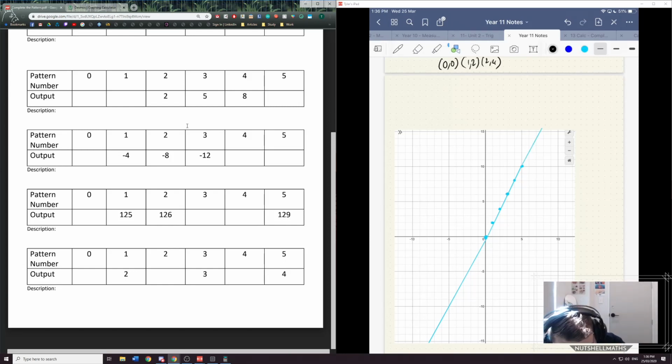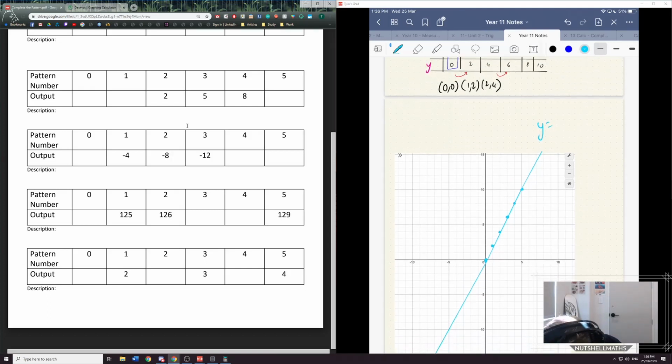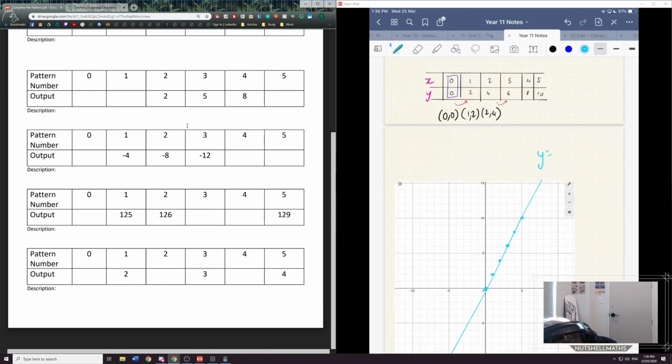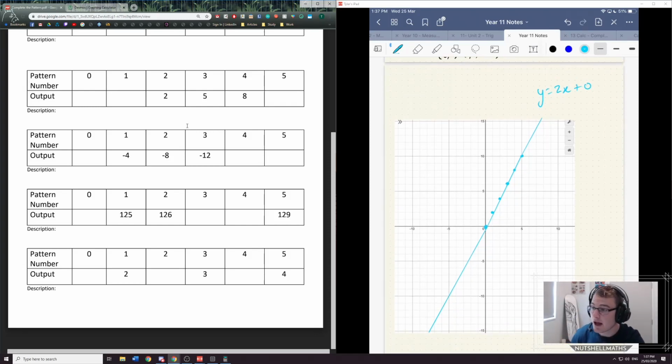And this straight line is represented by the equation y equals whatever we had here, our step, which we said was 2x plus, and whatever our starting point was, 0. And you can see that there. That's essentially what I want us to understand. That's it.